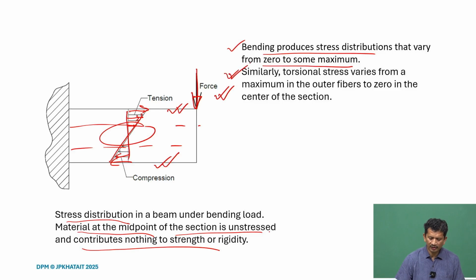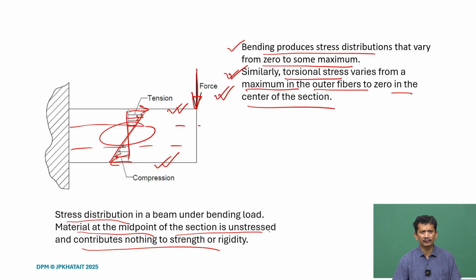A similar thing we see in the case of torsional loads. When we apply any kind of torsional load, the torsional stress varies from maximum on the outer fibers to 0 in the center of the section. So, in terms of material utilization, bending or torsion is not very good.